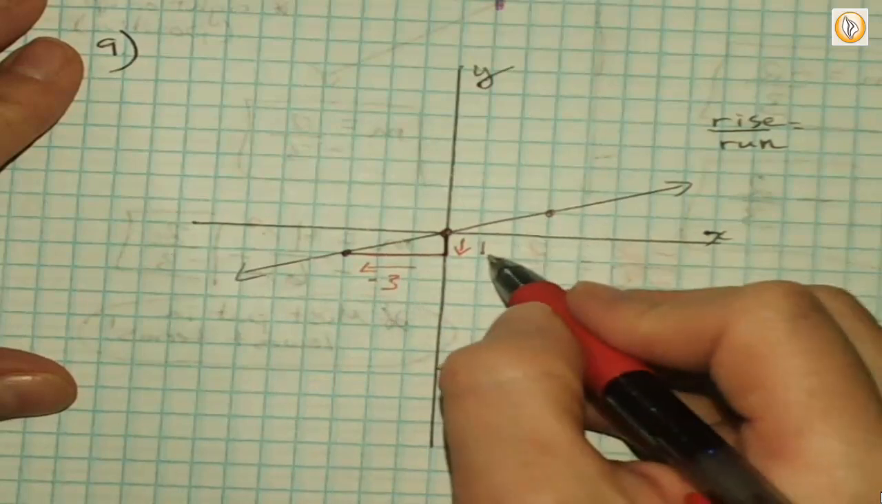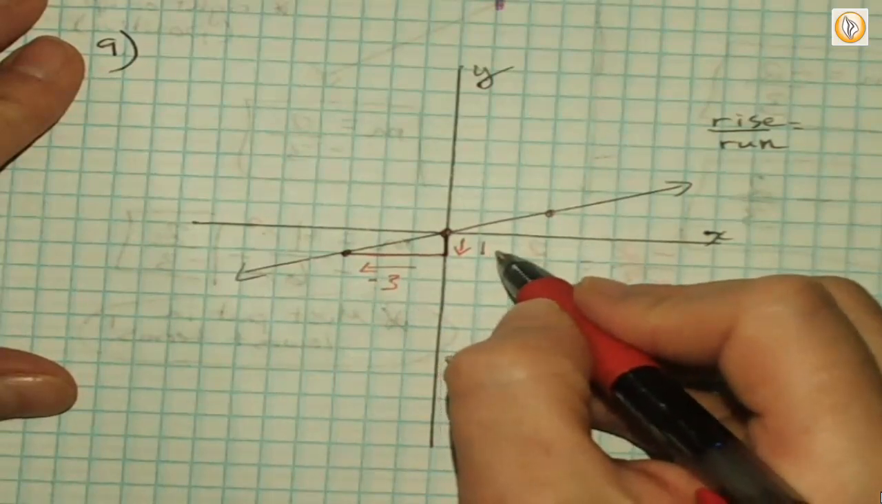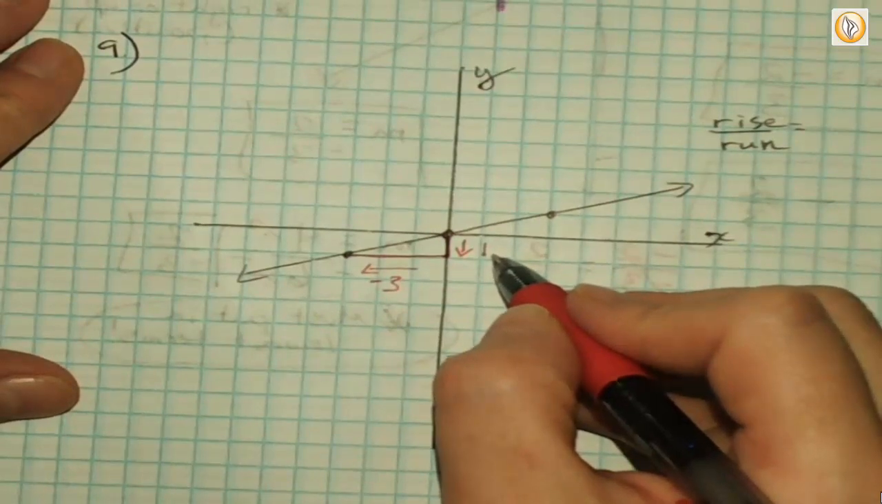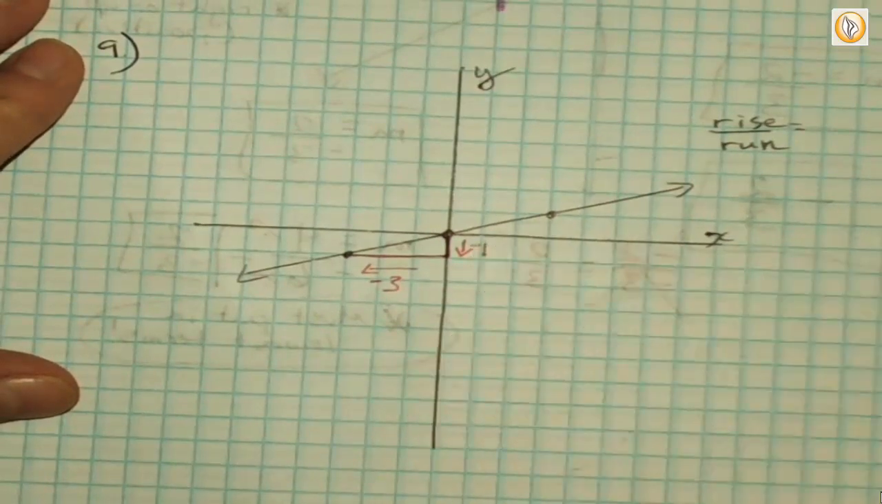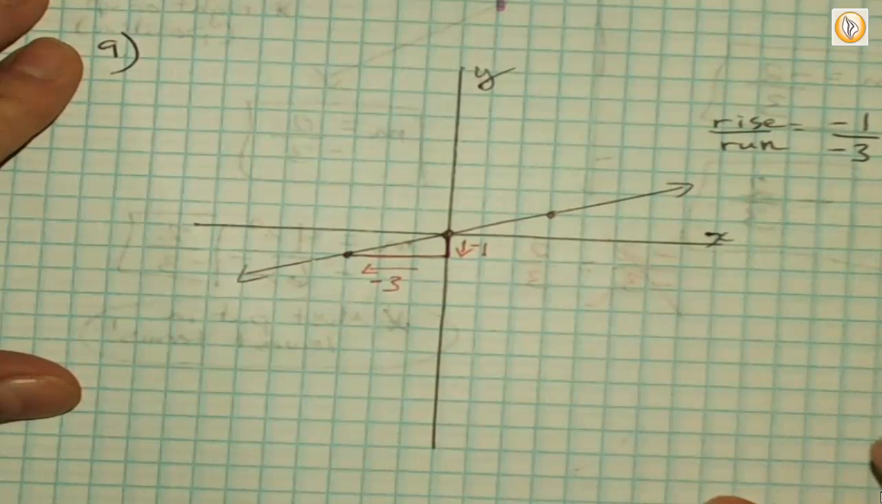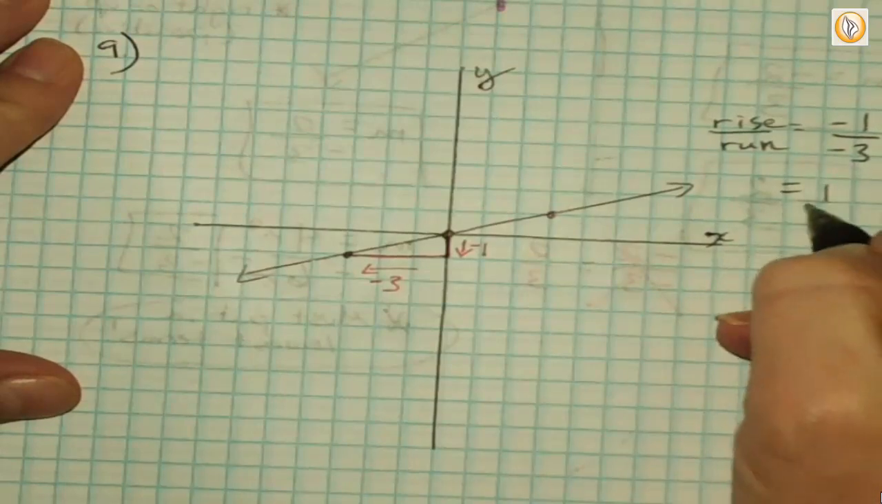And so, Matthew, what would your 1 be? Positive or negative? Negative. That's right, it's going down. So then what I have is -1 over -3. But if I have a negative over negative, what does that become? Positive. So then the slope is 1/3.